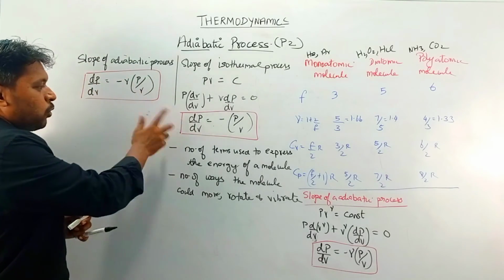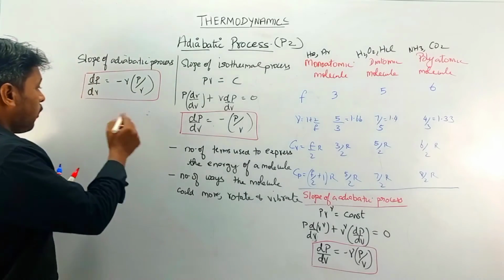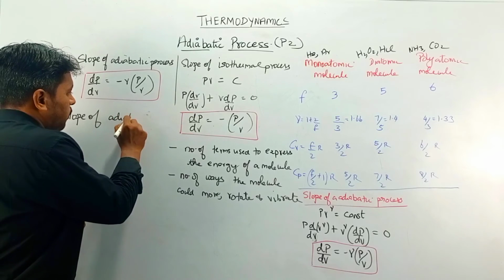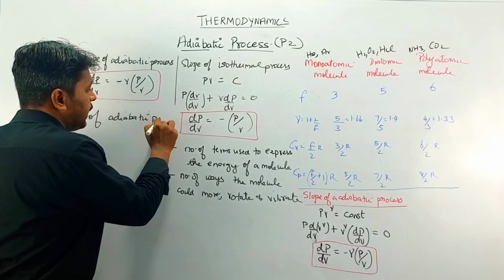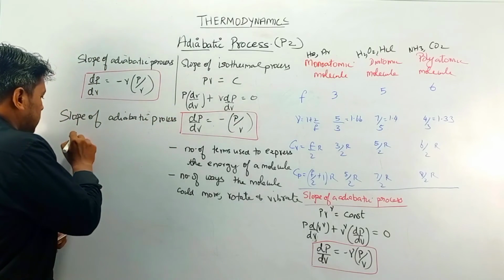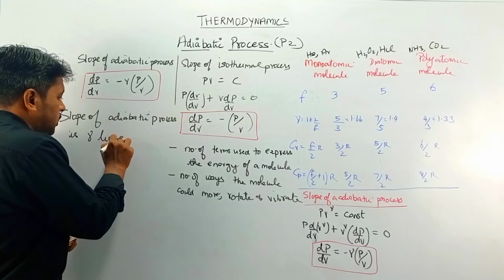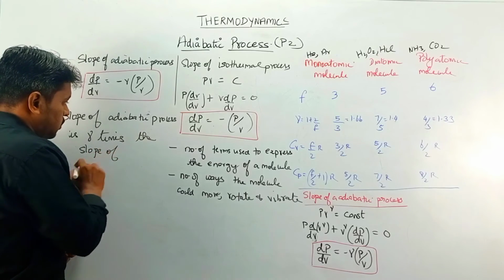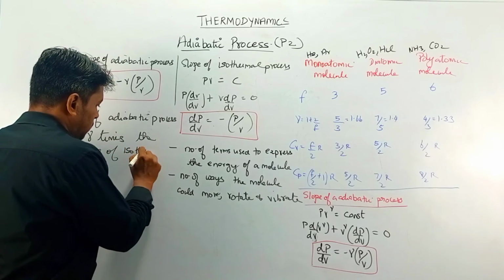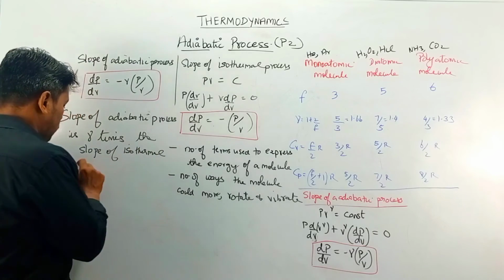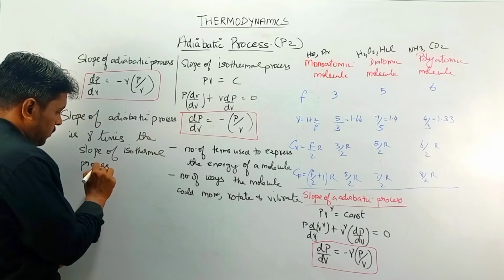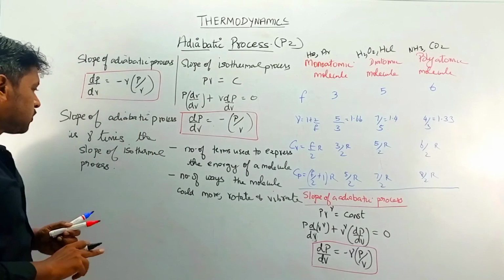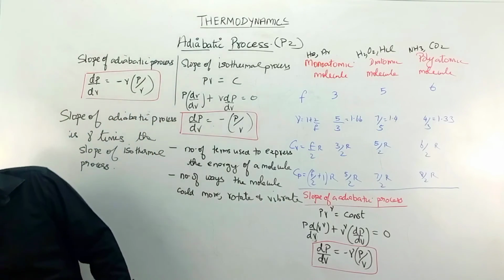When you compare both equations, we can see that the slope of adiabatic process is gamma times the slope of isothermal process.